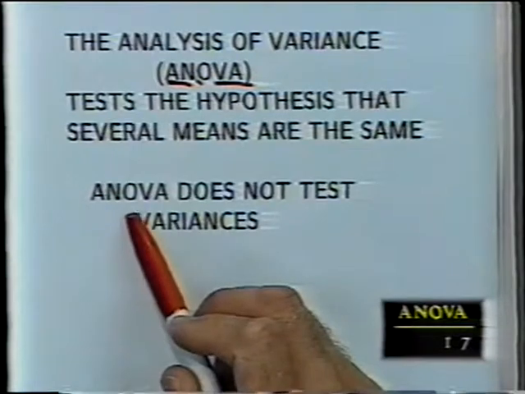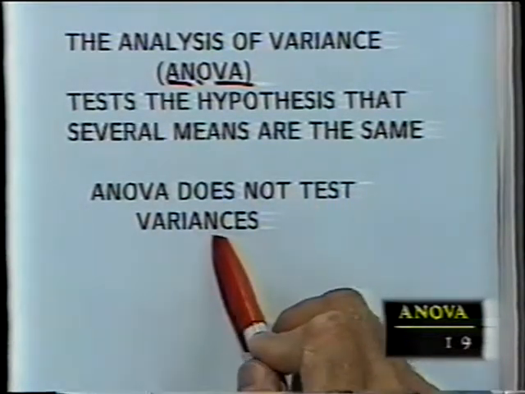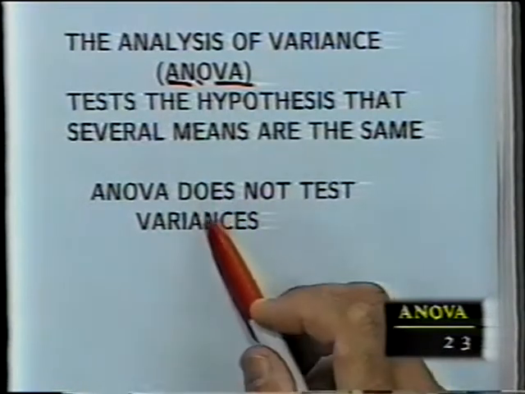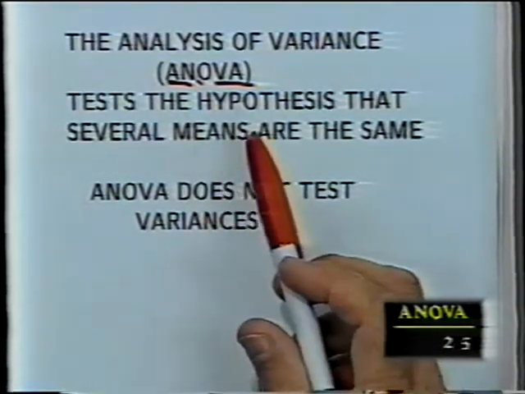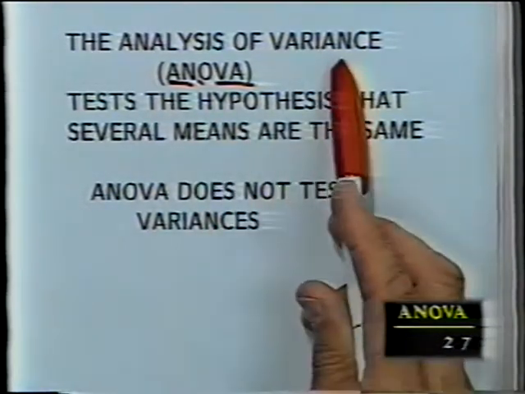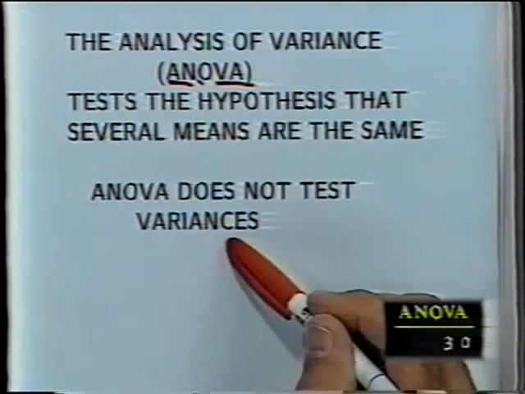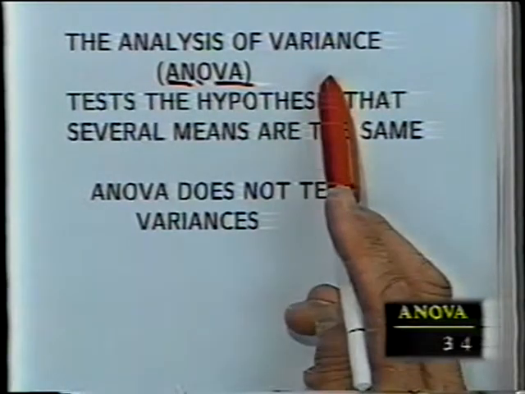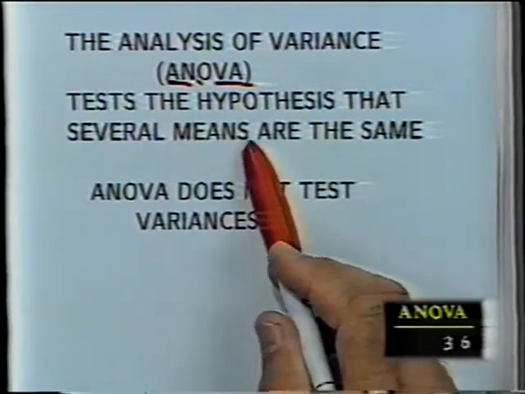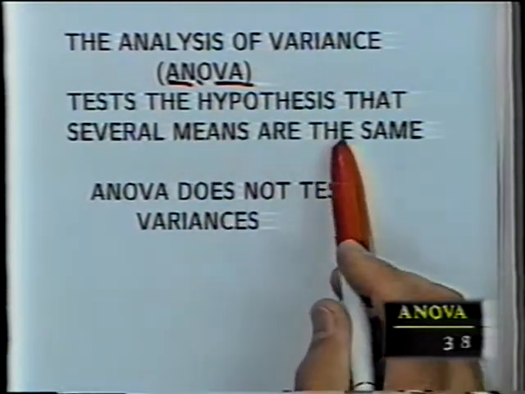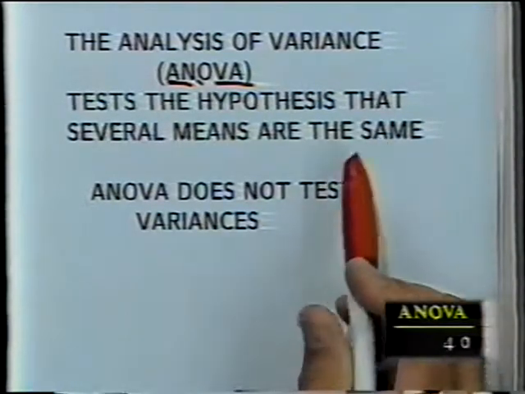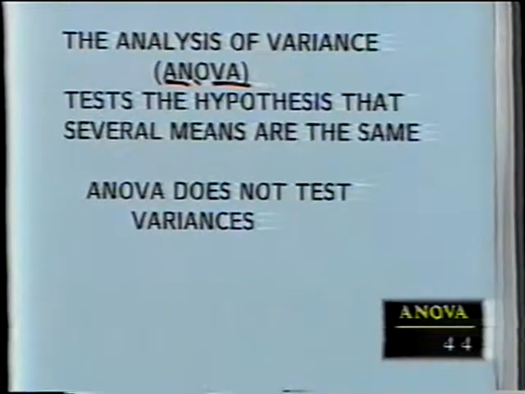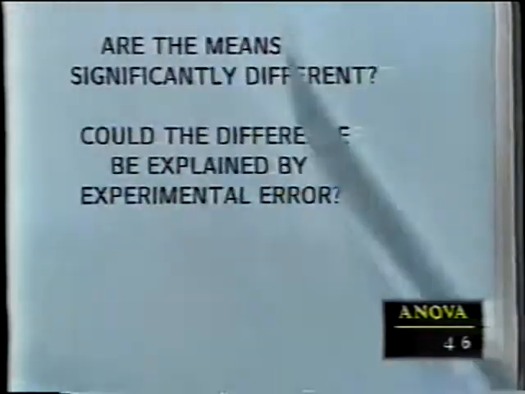What ANOVA does not do is test variances. It does not test variations. It's a misnomer. It should be named the analysis of means, but it's called the analysis of variance. It uses variances or variations to test the means. So don't get confused by the name. We are testing means. The null hypothesis is that the means are the same. And we're going to use variations in order to test this hypothesis, and hence the name, the analysis of variance.